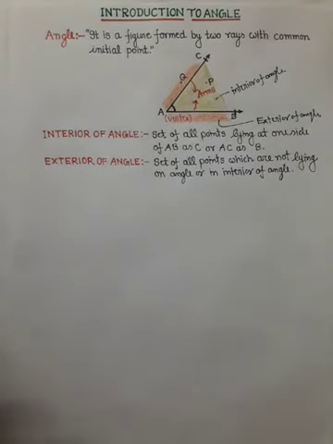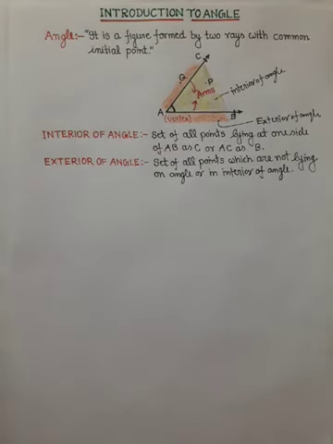So all the points which are not lying on the angle and in the interior of the angle are considered as the exterior of the angle. So now we will discuss some more important things related to angle. Now we will discuss how we can measure an angle. What is the measurement of angle?